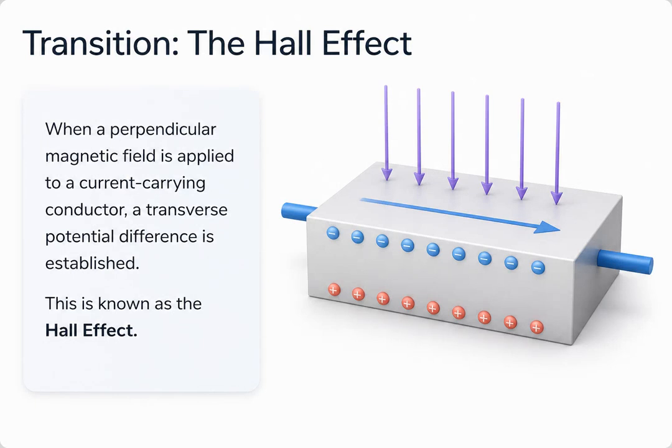This separation of charges in a moving conductor leads us directly to a fascinating phenomenon observed when a stationary conductor carrying a current is placed in a magnetic field. This transverse potential difference is known as the Hall effect, which we will explore in detail next.